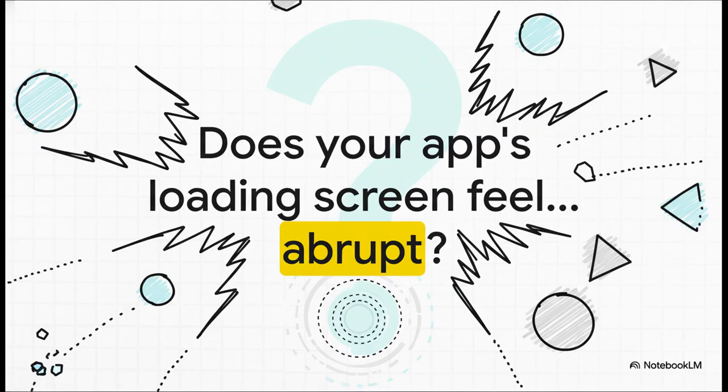So think about an app you're working on. When that loading spinner has to show up, does it just flash onto the screen out of nowhere? And then poof, it's gone just as fast? I mean, it works, but it can feel a little jarring, a bit abrupt.